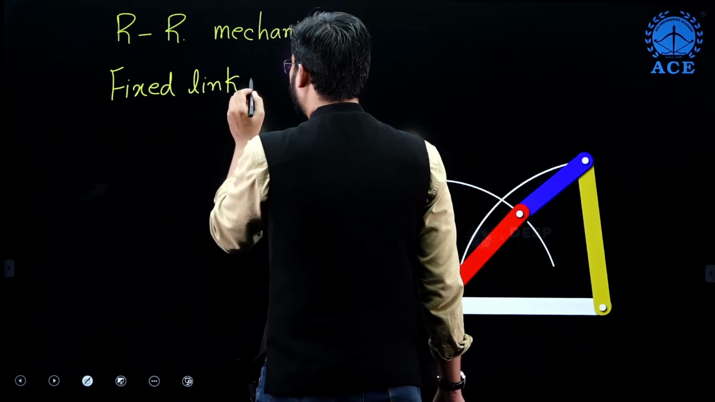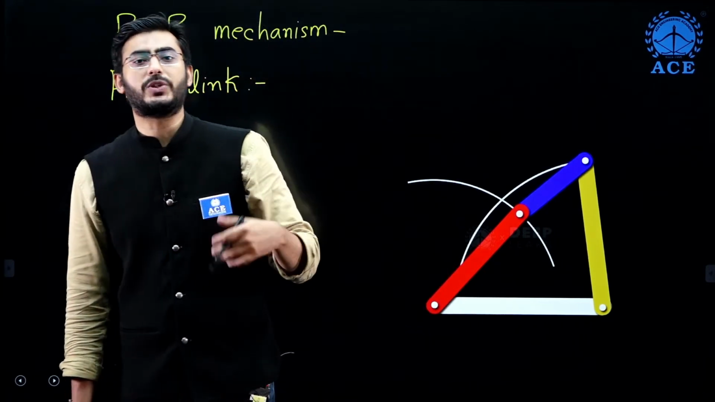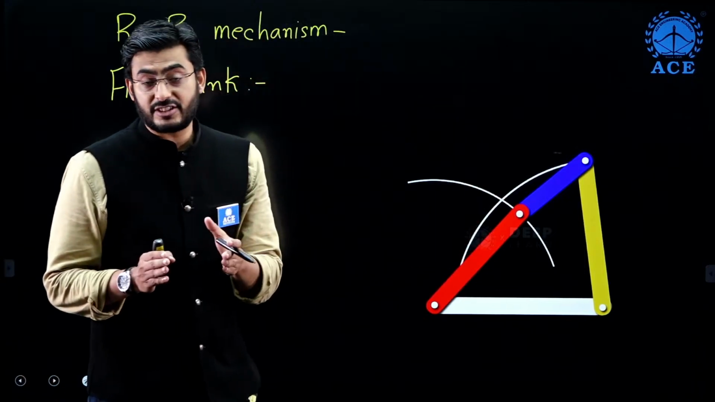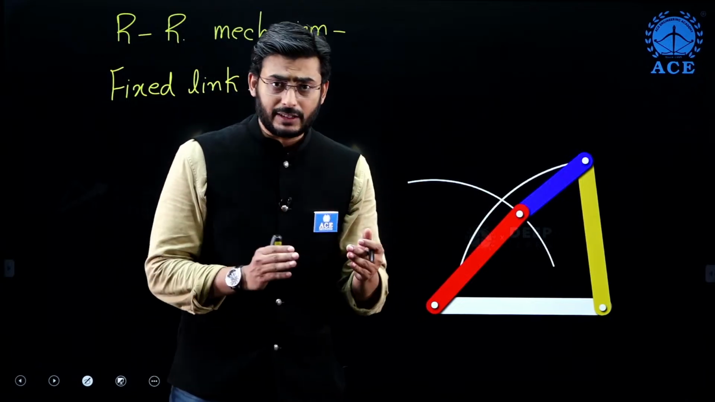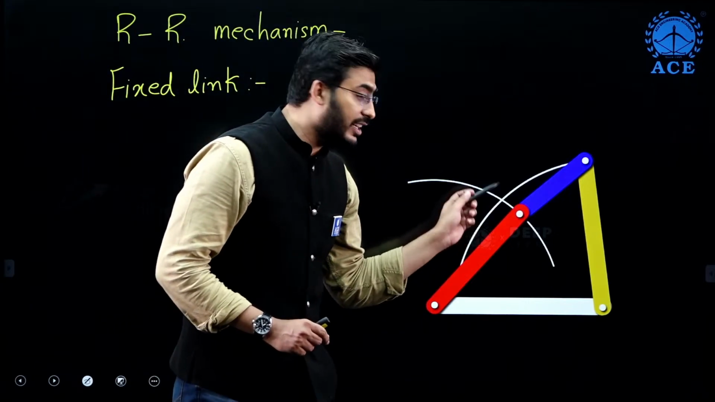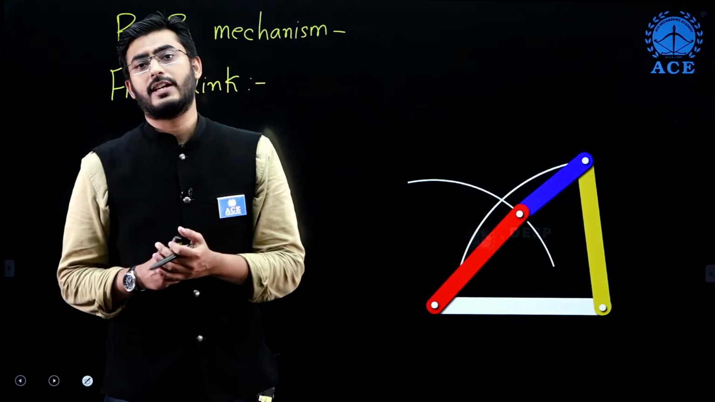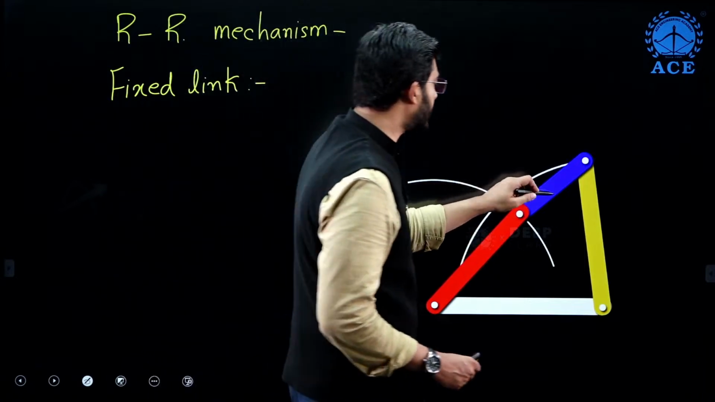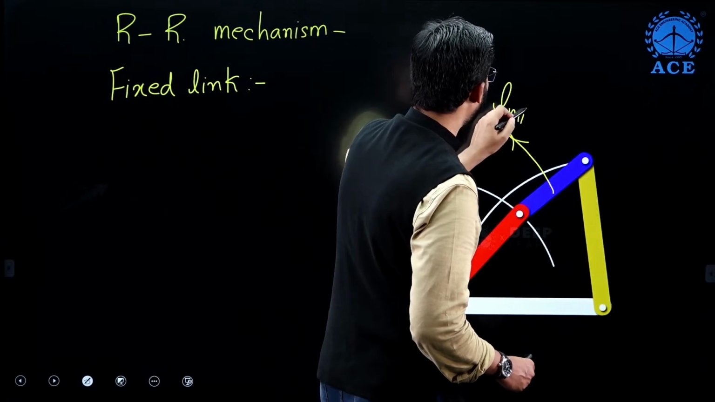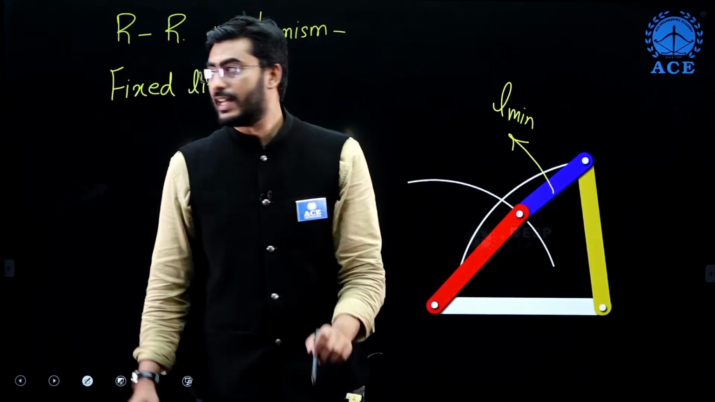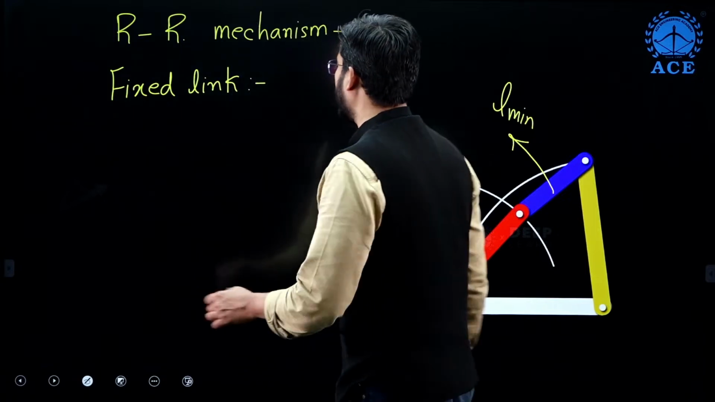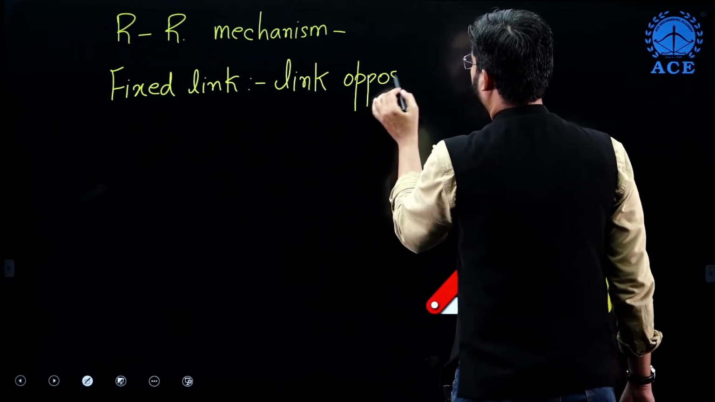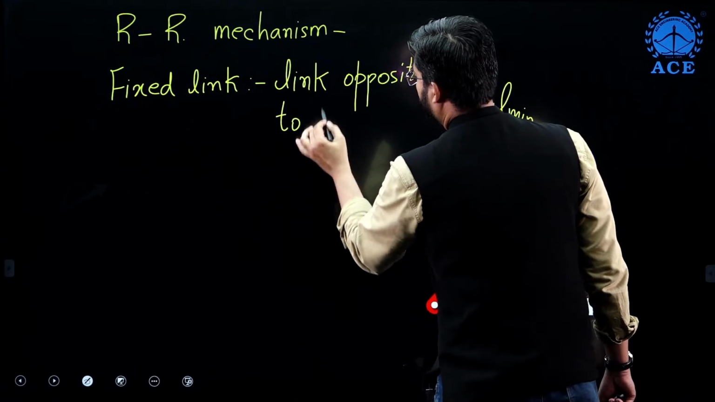So here the location of L minimum decides the type of inversion. Previously we fixed L minimum itself and got the double crank mechanism. Secondly, we fixed the link adjacent to L minimum and got the crank-rocker mechanism. And thirdly, we are fixing the link opposite to L minimum, and we get the rocker mechanism. So the fixed link is the link opposite to L minimum.